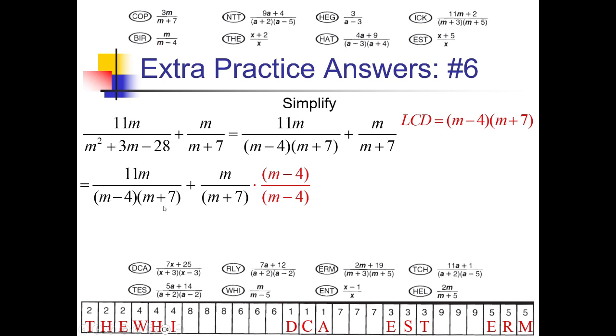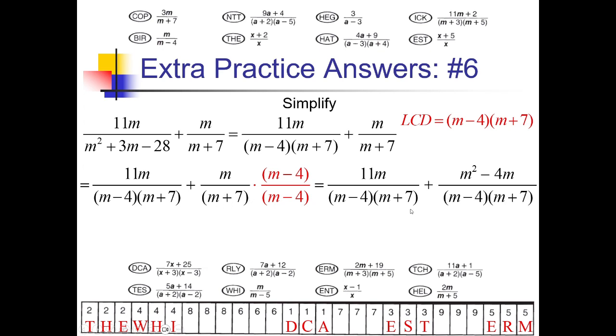Continuing on, let me keep that first fraction the way it is for now. And then this other one, I'm going to distribute the m in the numerator. So we have m squared minus 4m all over my LCD of m minus 4, m plus 7. Let's combine these like terms in the numerator. Denominator is going to stay the same, m minus 4, m plus 7. Now in the numerator, we have an m squared, and we also have 11 plus negative 4 gives us a 7m. So m squared plus 7m. Taking a quick look, it looks like I can factor out an m from all that stuff up there.